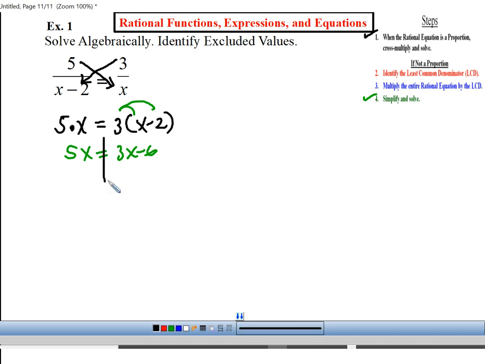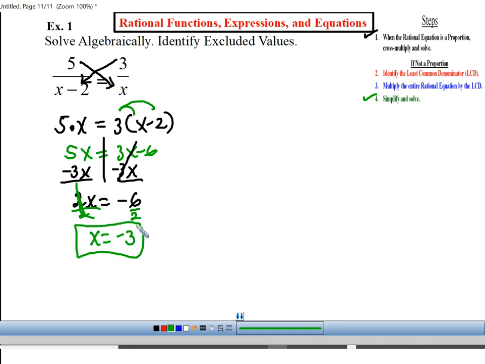Line down the equal sign. I need to get all variables to one side. Where do I start? I like to start with the smallest variable, which is what? 3x. So how do we get rid of 3x? We subtract 3x, and what do we do to one side? We do to the other. This cancels. We're left with 2x equals negative 6. Last but not least, we divide by 2. Divide by 2. Giant 1 right there. We're left with x equals negative 3.